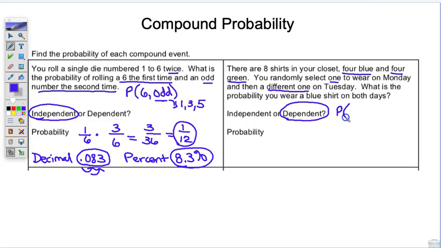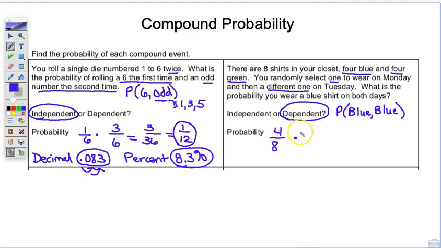So let's record the probability that we choose a blue shirt on Monday and then also a blue shirt on Tuesday. The reason why they're dependent is because we need to choose a different shirt on the second day. So let's record the probability. We have 4 blue to choose and 4 green to choose. So we have 4 different shirts to choose from on Monday out of the 8 total shirts. We're going to multiply that times what we have on Tuesday to choose.